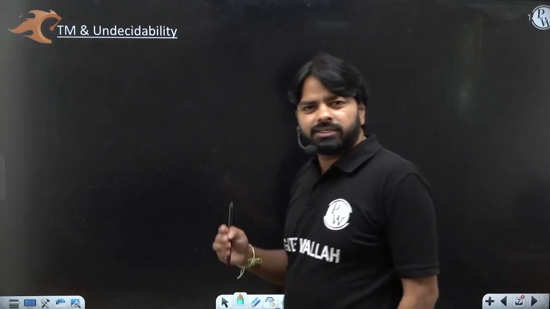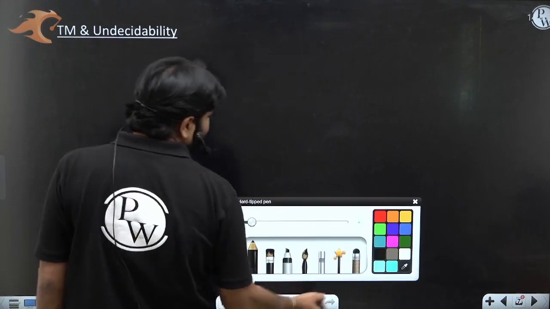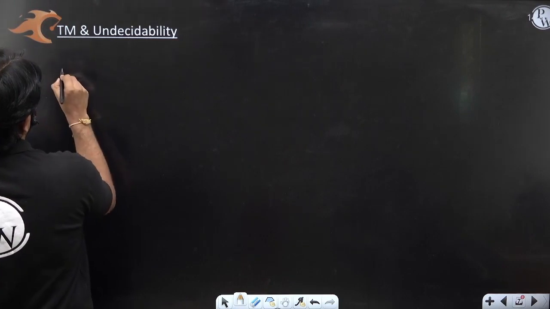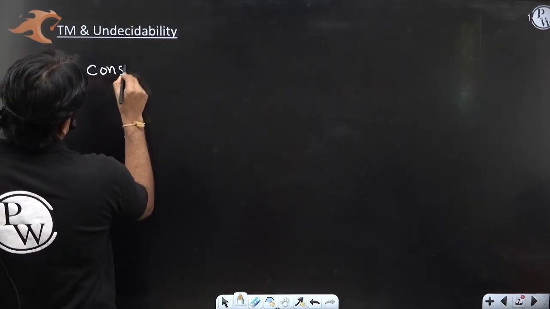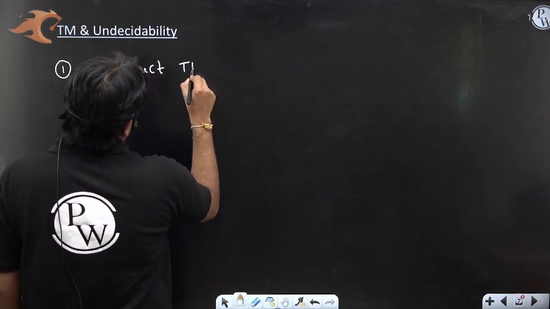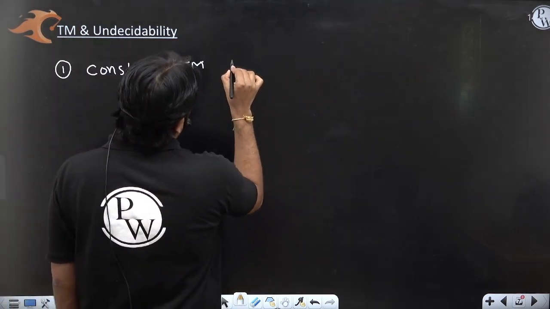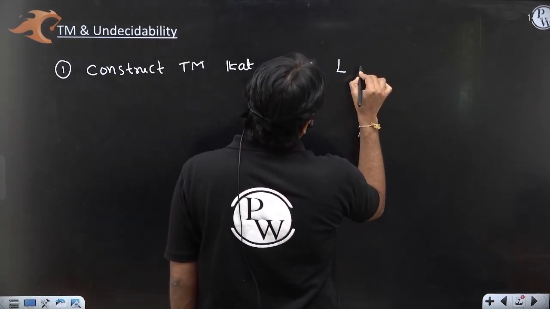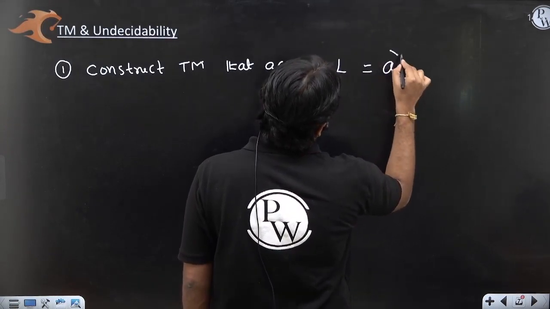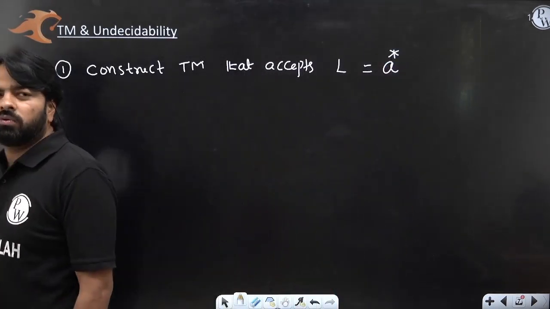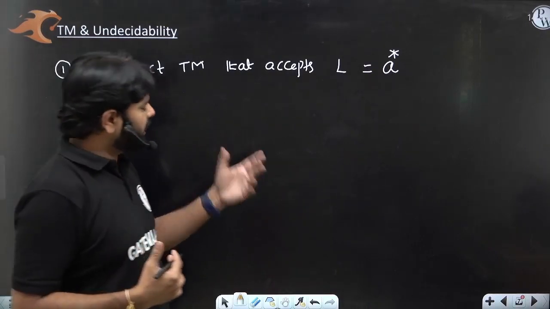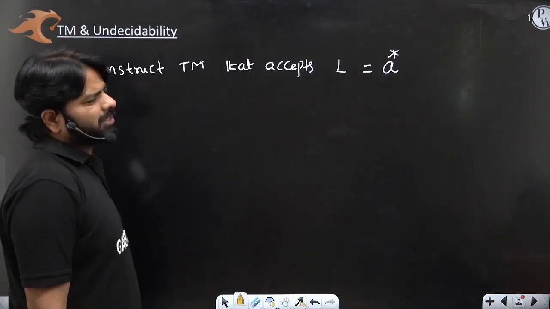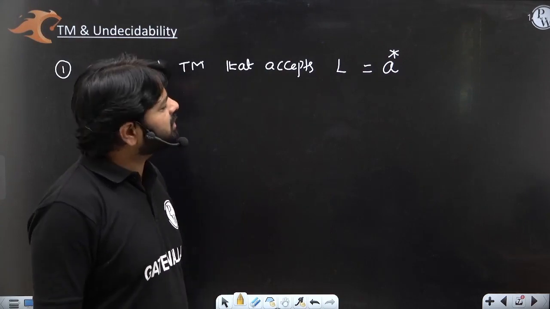Okay, let's start the construction of Turing machine. Let me start with the easiest problem here. The first one, construction. Construct a TM or linear bound automata or HTM that accepts language L, which is, let's say, a star. How do we design the Turing machine to accept the strings over a's? Now you need to accept epsilon, you need to accept a, aa, aaa, all such strings should be accepted.